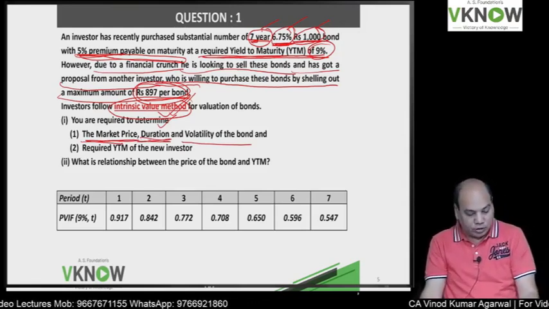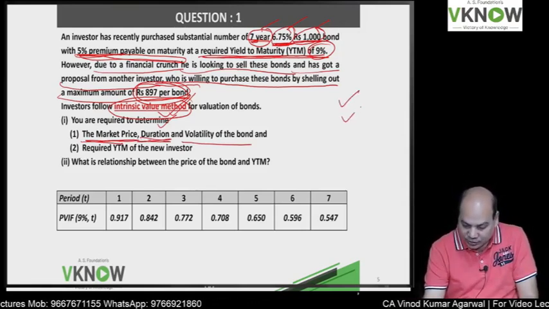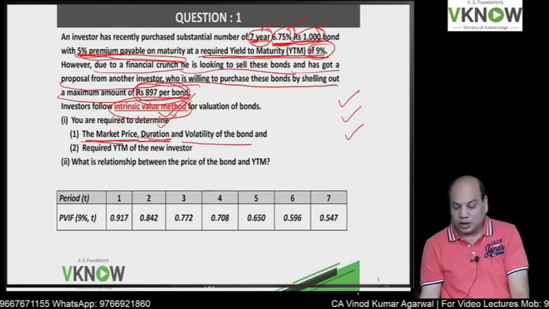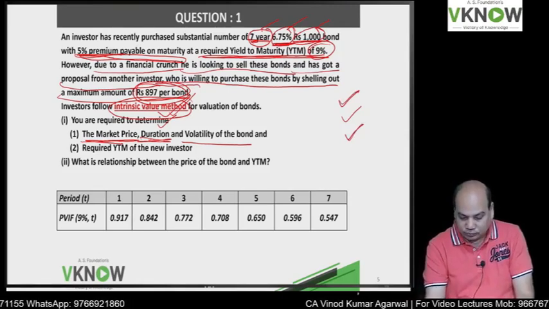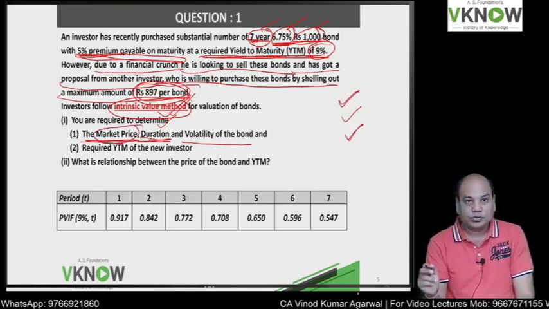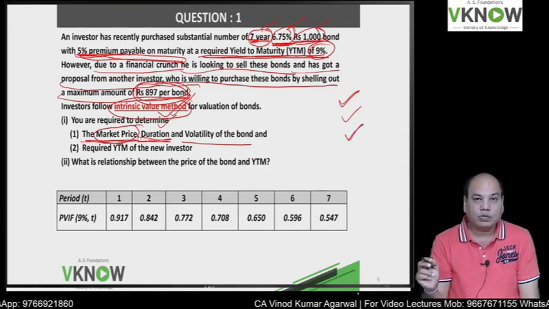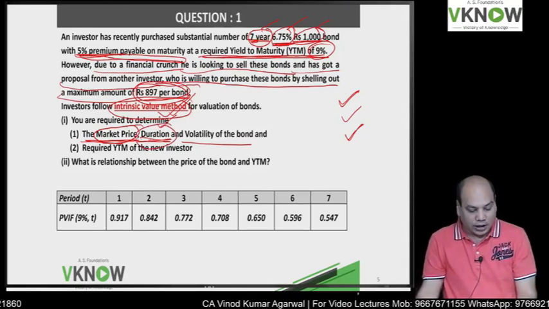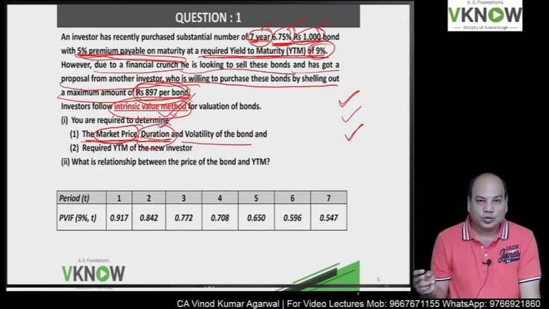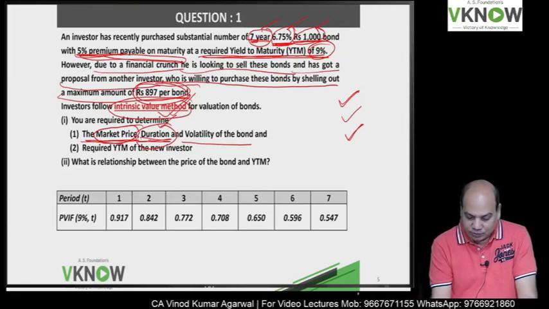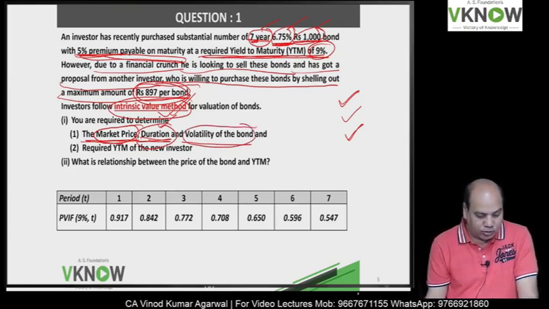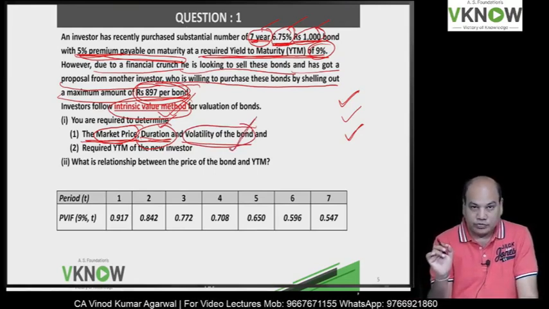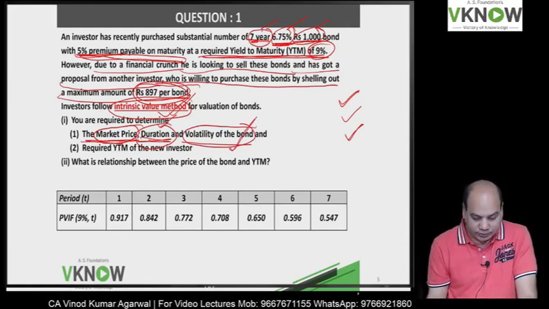So from this question we are going to cover 3 aspects: how to compute intrinsic value, duration and volatility, means modified duration. The price of the bond today is the present value of all future cash flow. What is the duration? Duration is the average time required by an investor to recover his investment, and volatility of the bond means we will take modified duration. It measures the relationship between change in the yield and the bond price.